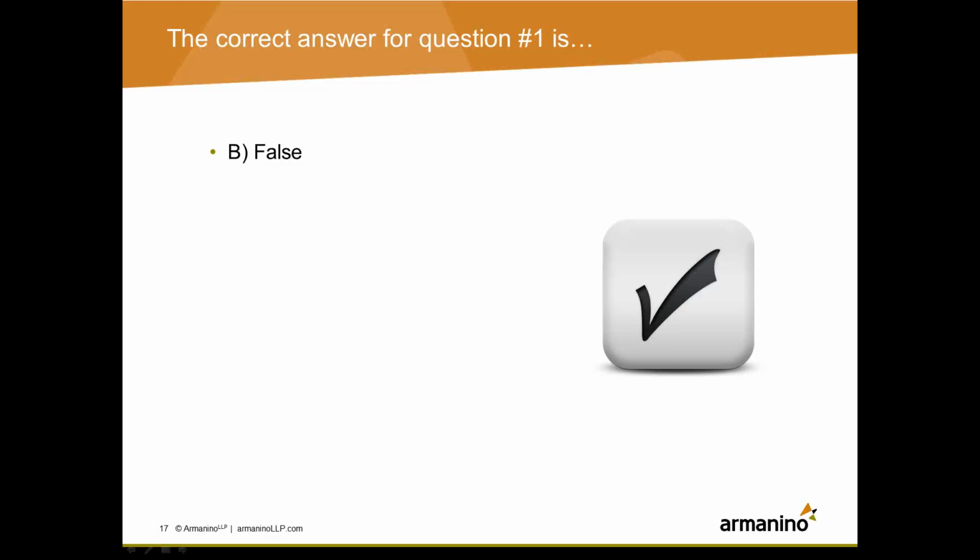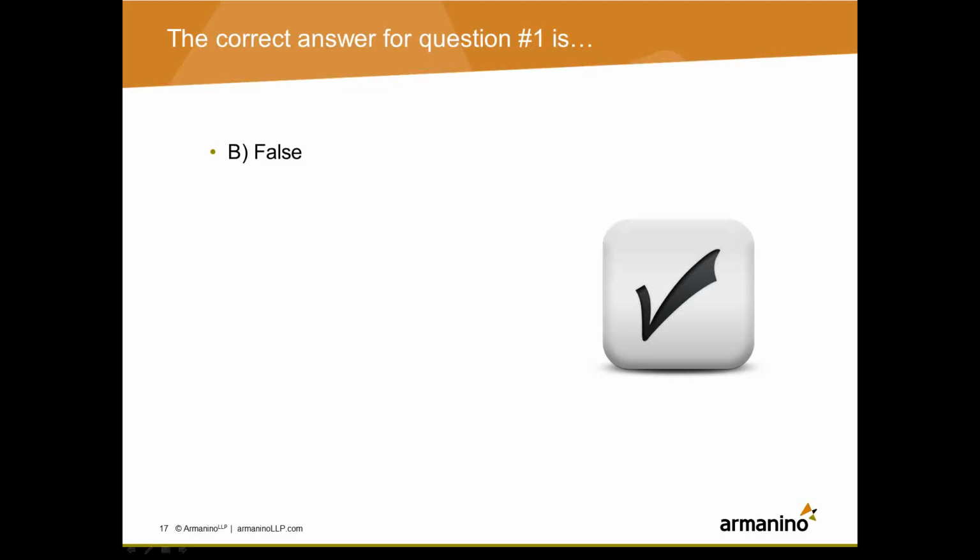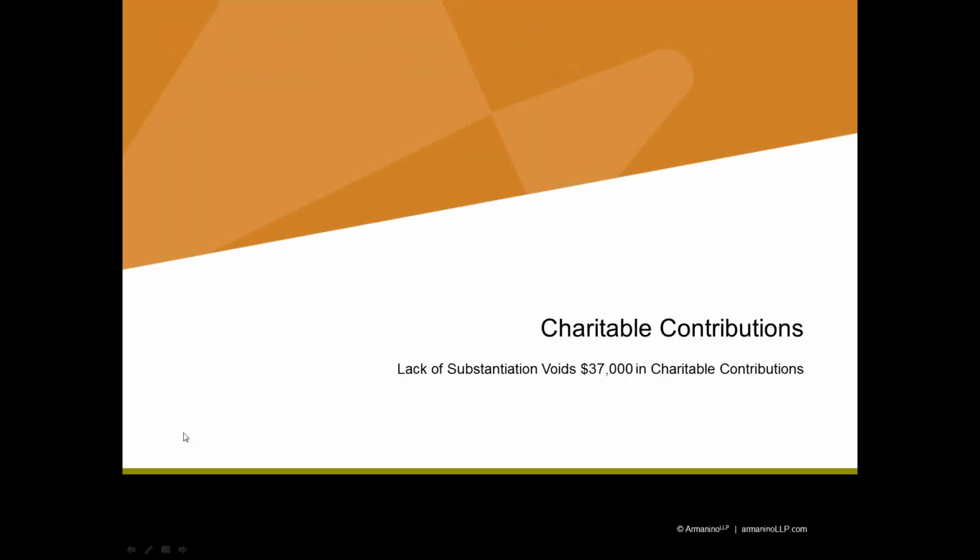Well, thankfully, about 70% of the folks got it right. It's only available for those organizations that anticipate $50,000 or less in annual revenue and have an asset base of less than $250,000. So the correct answer is false.